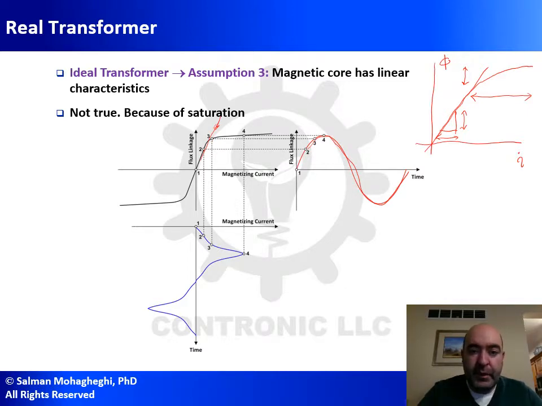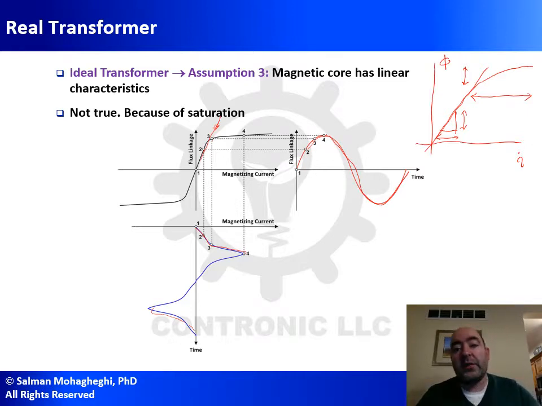If you find the corresponding points 1, 2, 3, 4 on the BH curve or flux-current curve and try to draw them on the other graph for the current, you will see that the corresponding magnetization current is going to be something like this. It's going to be distorted. When it is distorted, it means that it's not a pure sinusoid anymore. In other words, it's going to have harmonics. And you will see that this is actually rich in third harmonic and a lot of other odd harmonics. So that is the effect of saturation on a real transformer.